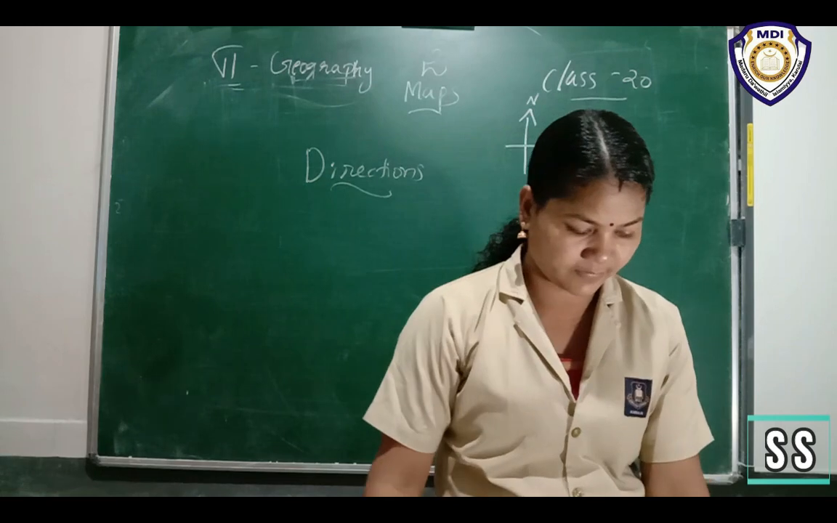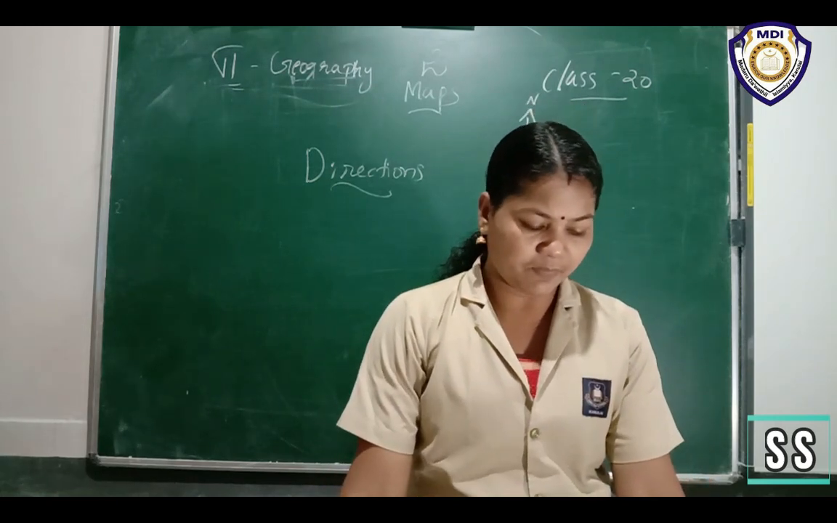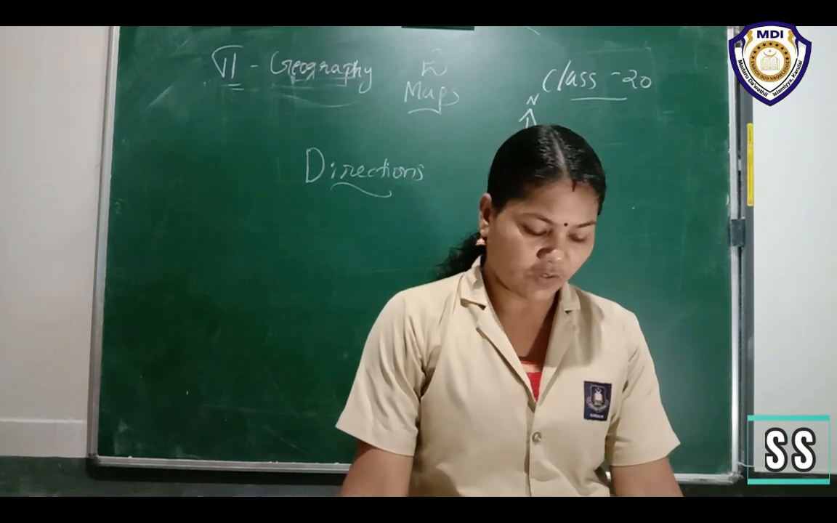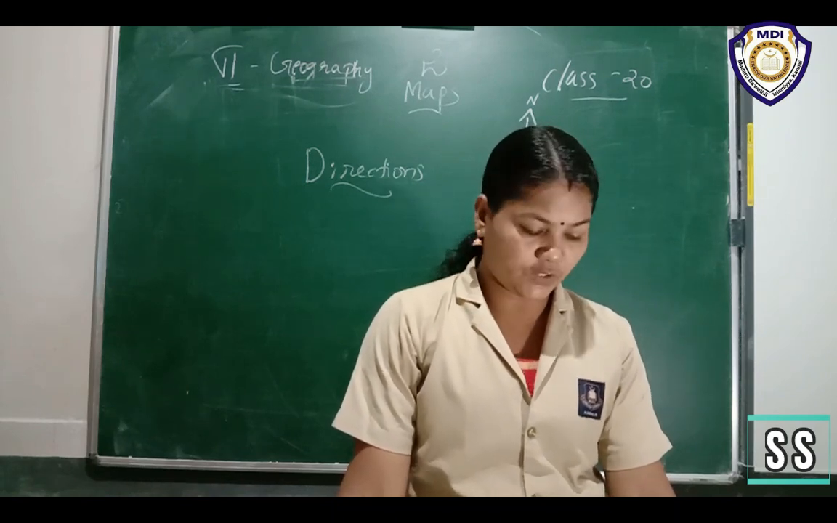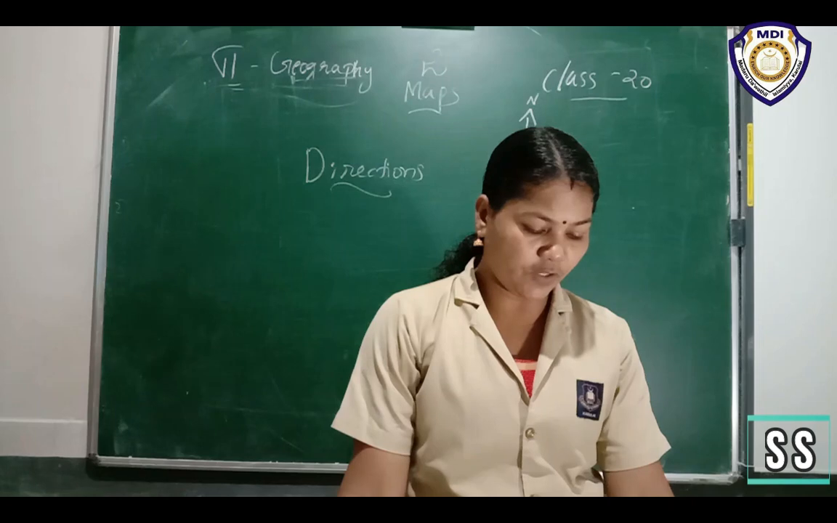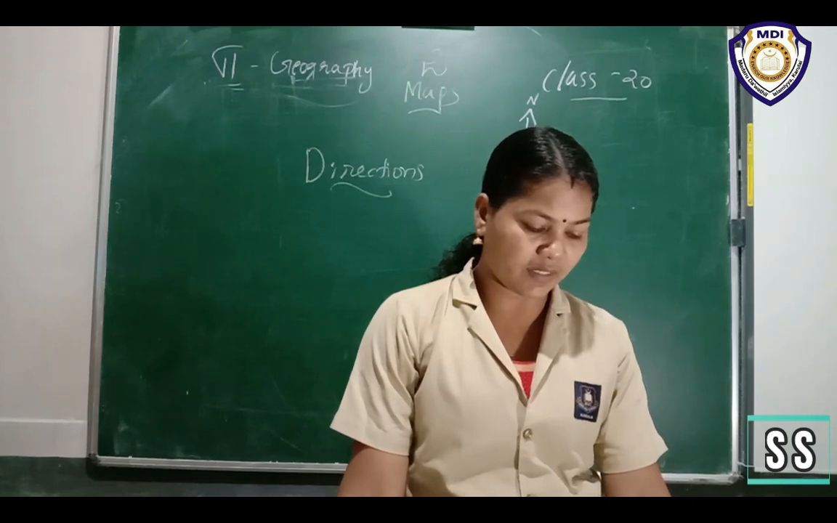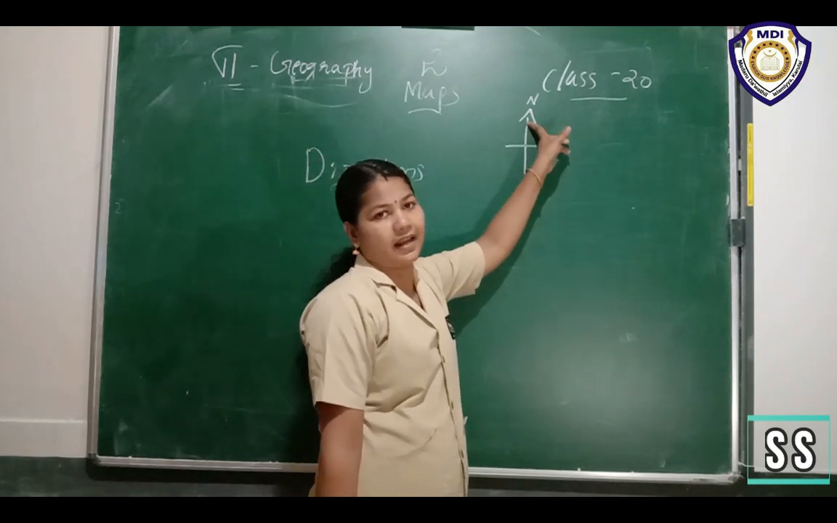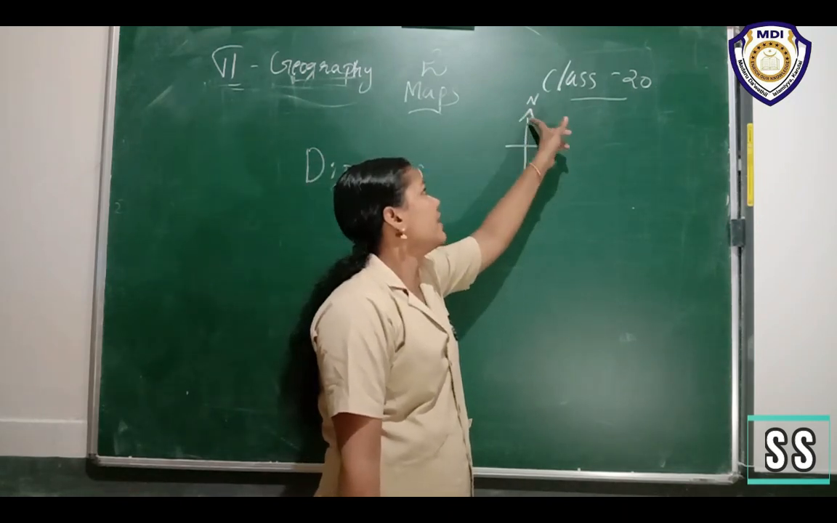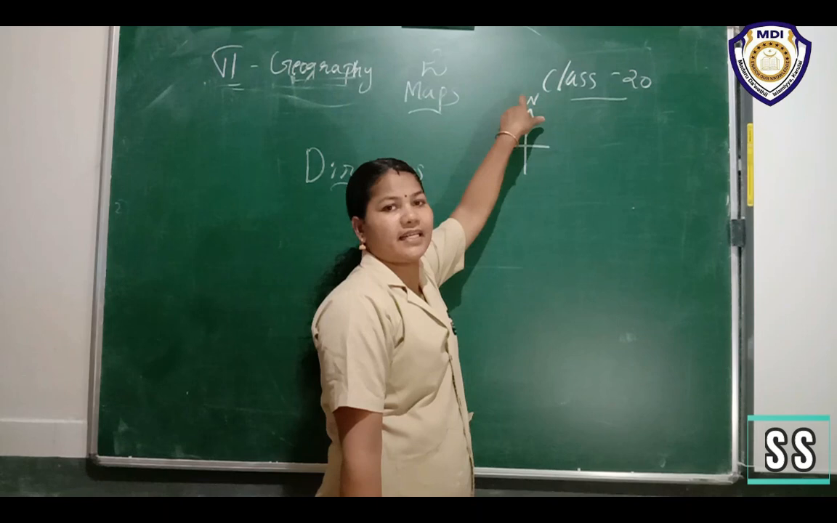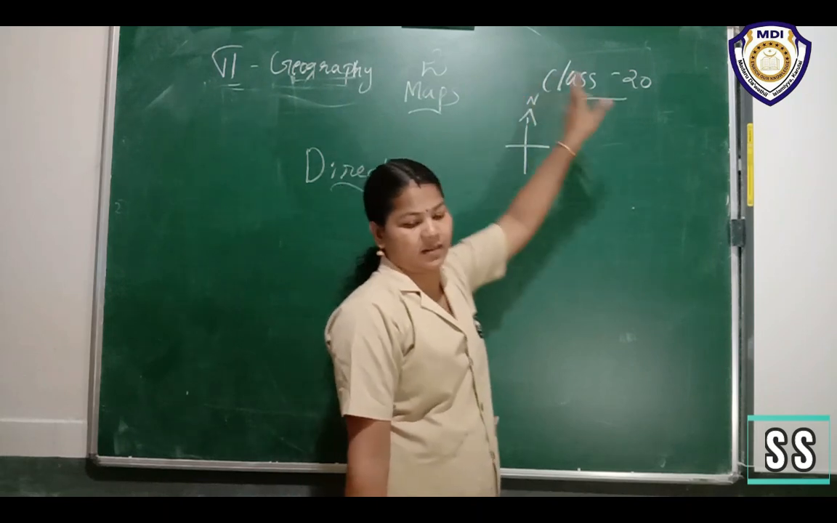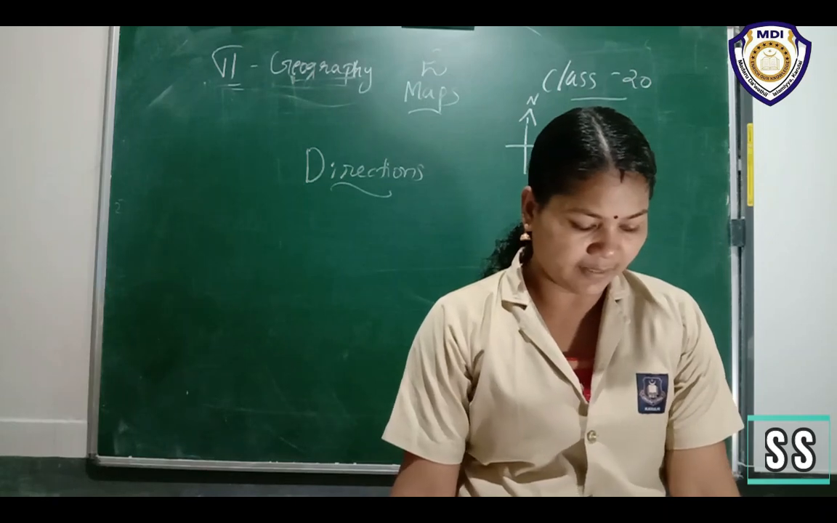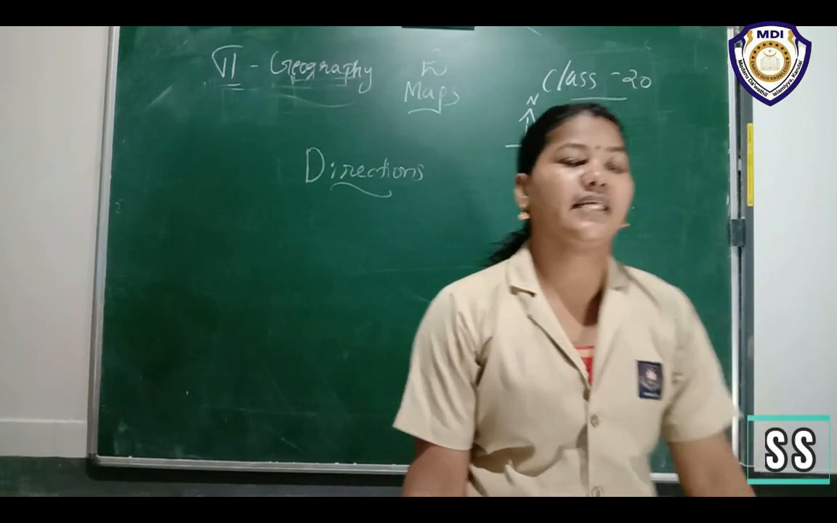If you look at any map, you will notice a vertical line at the upper right or left corner, as in figure 2.2. The uppermost point of this line has an arrow mark with the letter N. Okay, here is one arrow mark line, and also here one letter. What is that? N. Okay, this line is called the north line, and it shows the north direction.